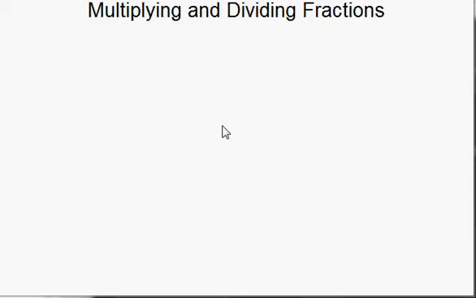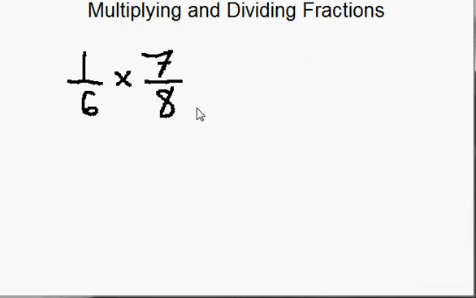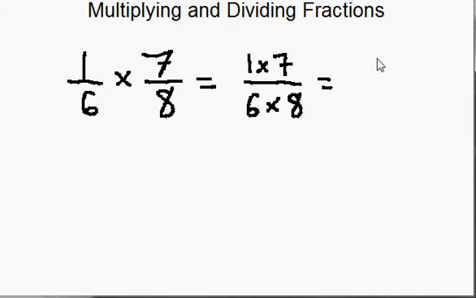Multiplying and dividing fractions is actually somewhat easier than adding and subtracting fractions. Suppose we have 1/6 times 7/8. To multiply, you don't have to worry about a common denominator at all. You just multiply the numerators across and then multiply the denominators across. So this is equal to 1 times 7 on the top and 6 times 8 on the bottom, and that gives 7 out of 48.